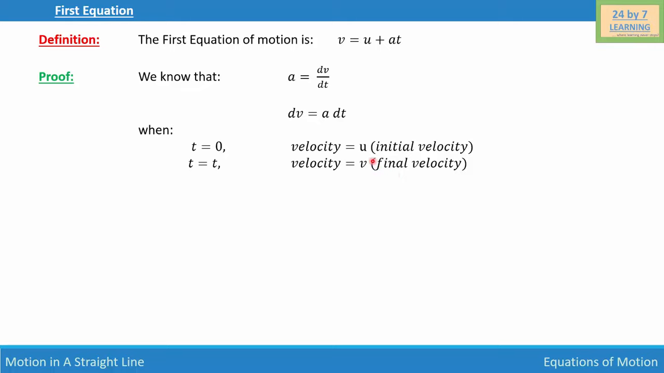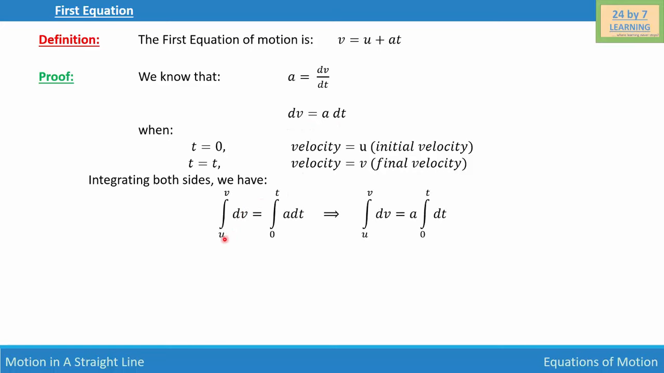So we are going to integrate this equation on both sides. When we do that, we'll write integration from u to v dv is equal to integration from 0 to t a dt, which is basically this equation right here. If we further simplify, we'll write integration from u to v dv, and then we are going to take this a outside because a is constant, and that is equal to a integration from 0 to t dt.